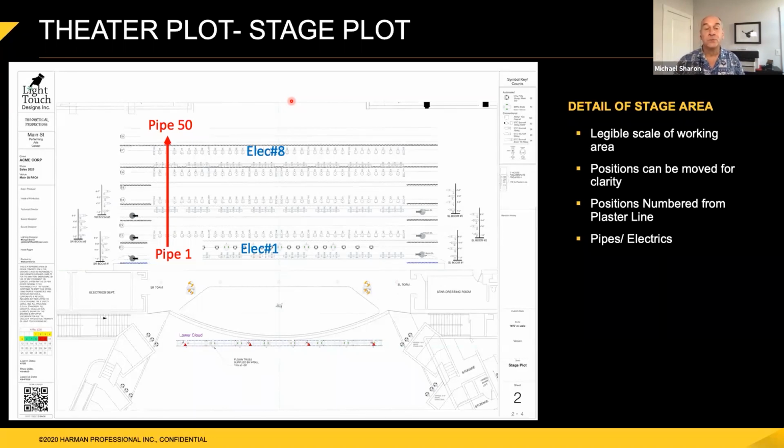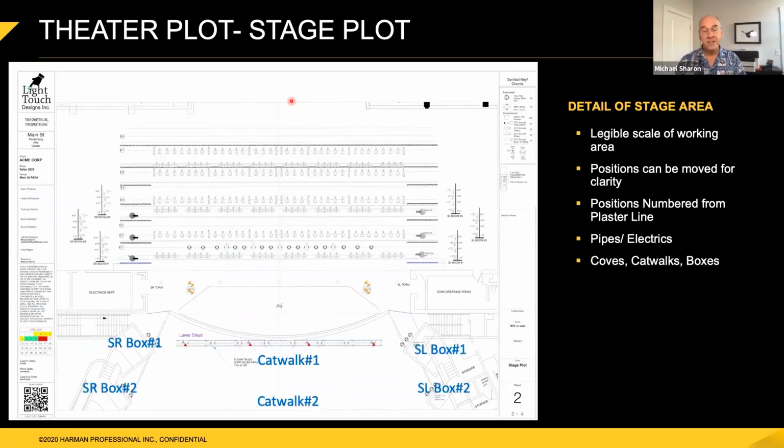Numbering typically starts at the proscenium and goes back. So pipe 1 is just upstage of your proscenium. Your electrics start, electric 1 is generally right behind the proscenium, and then going back, however many you have. The same thing gets reversed when you're out in the audience. So catwalk 1 will always be closest to the proscenium, catwalk 2 goes further out, and the same thing with your box booms going further out.